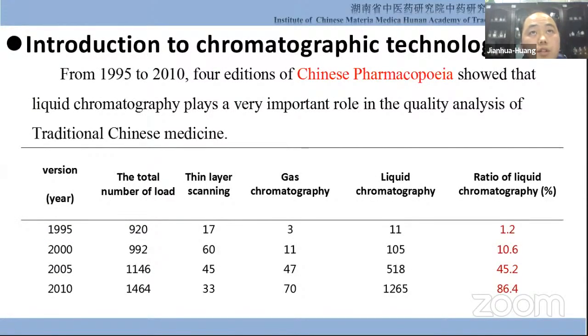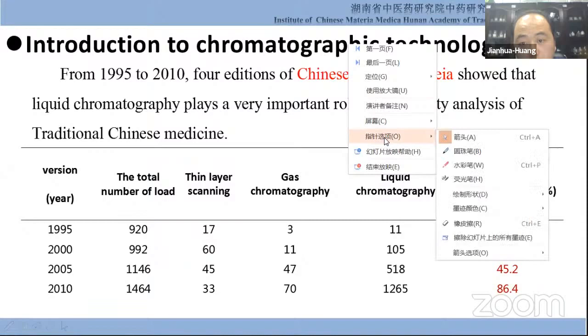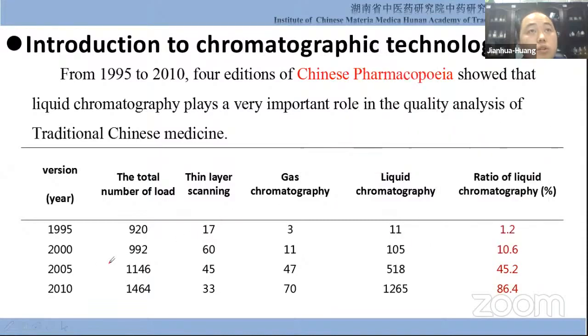Now you can see this is the Chinese pharmacopoeia. In the Chinese pharmacopoeia, the herbals that can be used in China have been recorded from 1994 to 2010. Each 5 years, it will be updated one time. We can see from here, in 1994, about 920 plants were recorded in the Chinese pharmacopoeia, and only 11 used liquid chromatography. But in 2010, the number of herbals recorded increased to 14,016.4, and we can see how the method used liquid chromatography.